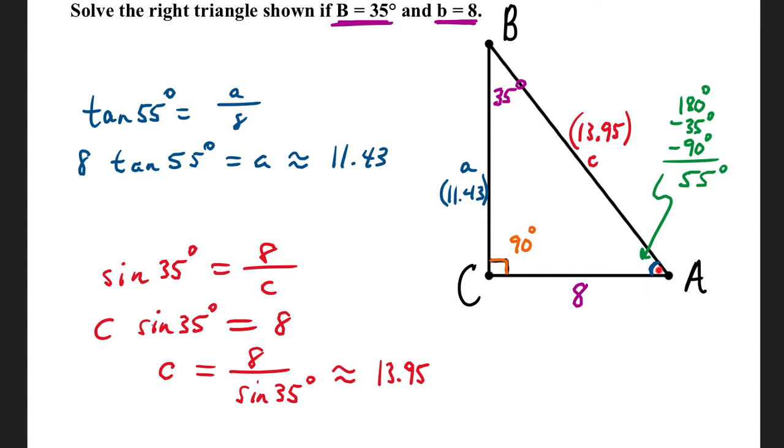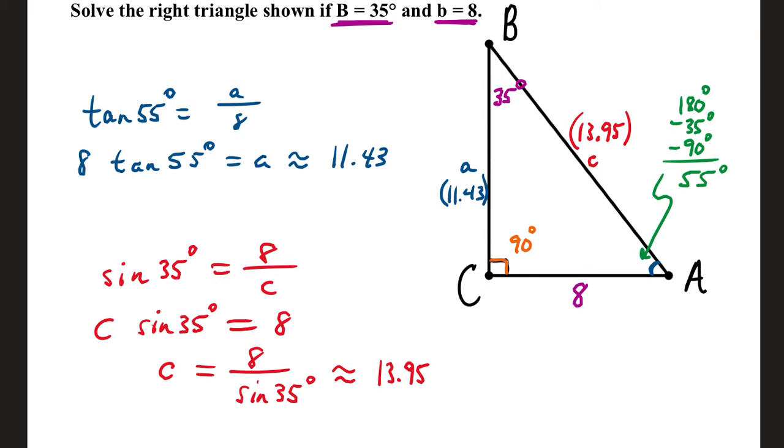Tangent of angle A is A over 8. Since angle A is 55 degrees, tangent of 55 degrees has to be A over 8. And that's how you set this ratio up. From the 55-degree angle, tangent is opposite over adjacent. If you multiply both sides by 8, 8 times tangent of 55 degrees, make sure your calculator's in degree mode, you will get approximately 11.43 as the length of A.